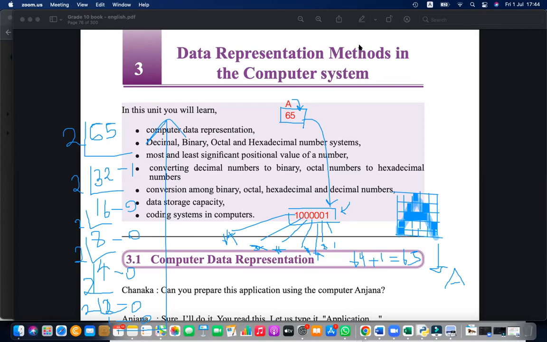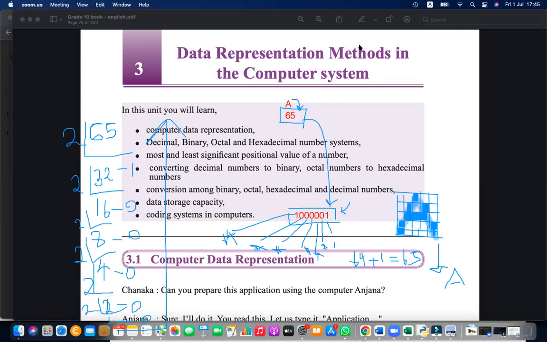Okay, so we know the computer needs data representation. The computer is a device in the digital world, and we are working in the analog world, right? But the computer cannot work with analog values directly. Therefore, we need to convert everything into digital.